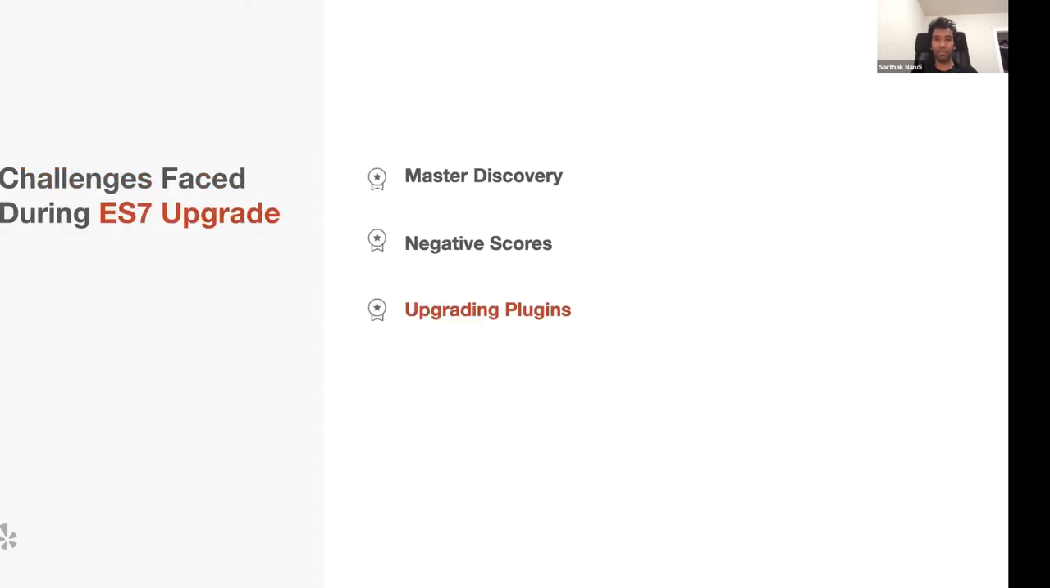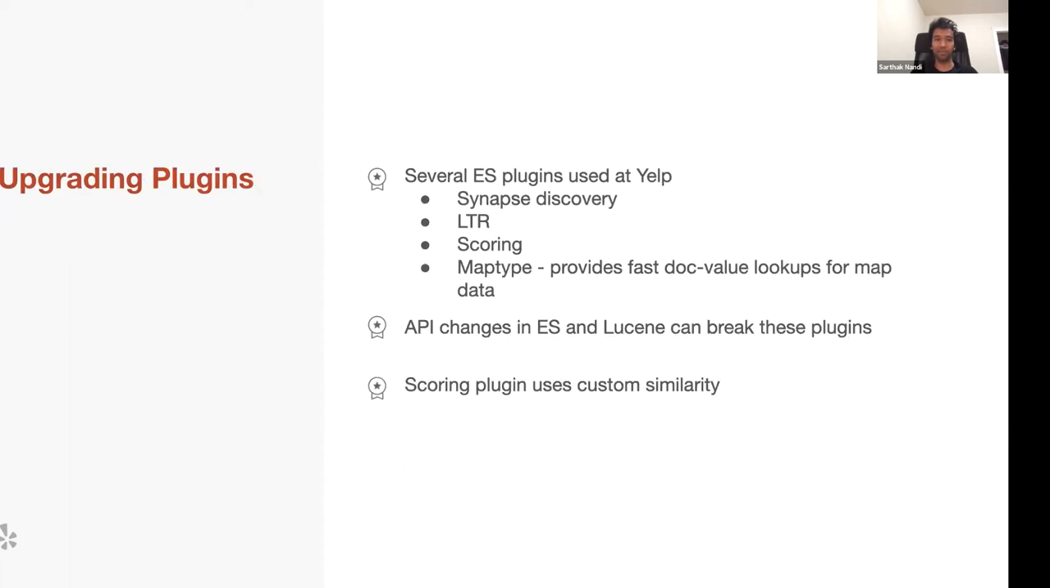Now let's talk about upgrading plugins. So I've mentioned some of the Elasticsearch plugins that we use at Yelp. We use Synapse Discovery plugin to let nodes discover other nodes in the cluster. We heavily use Learning to Rank plugin for scoring with our machine learning models. We have a custom scoring plugin, and we also have a map type plugin, which provides fast dot value lookups for map data. Now, API changes in Elasticsearch and Lucene can break these plugins.